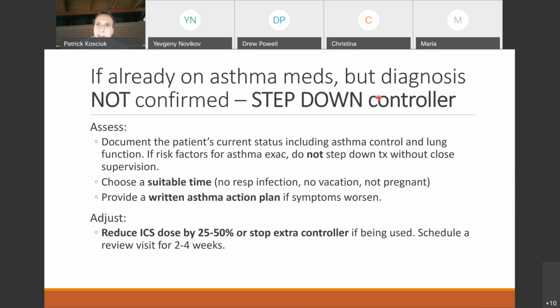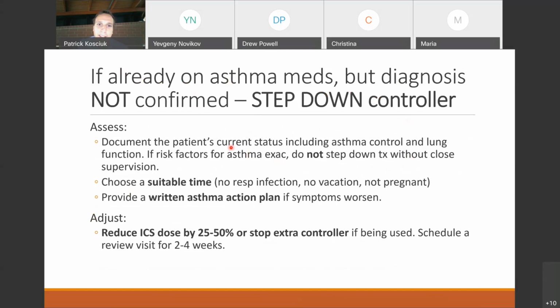So here's your step down idea if you have not confirmed your diagnosis. This happens a lot of the time in our patients, especially if they've been inpatient, and we don't know the diagnosis, but we can't have PFTs on them. So if they're already on asthma meds, but we have not confirmed the diagnosis, we need to step down our controller to confirm it. So we document the patient's current status, including their asthma control and lung function.